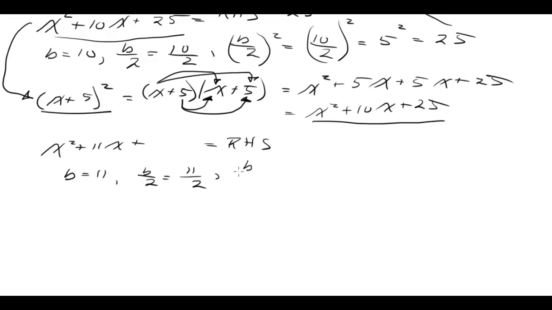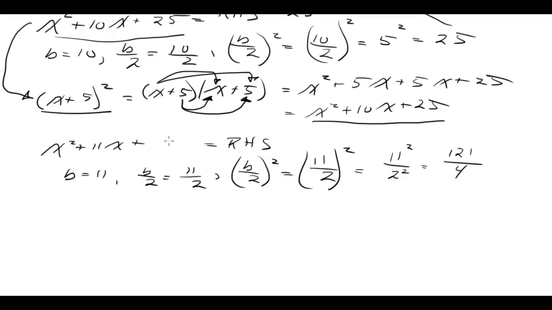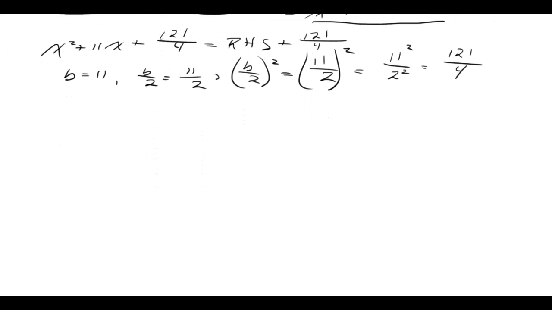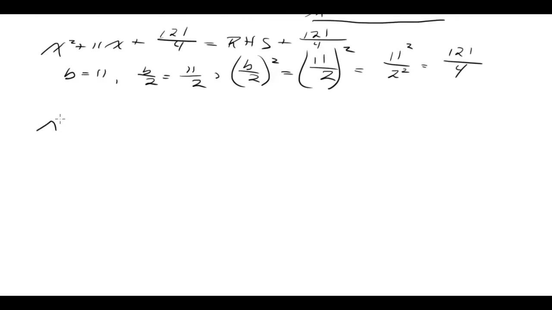So b over 2 squared is going to equal 11 over 2, the entire quantity squared. If I square a fraction, that's the same as squaring the numerator and squaring the denominator. We know that from prior experience. And 11 squared is 121, and 2 squared is 4. So we plug in 121 over 4 on the left-hand side. And of course, I have to add that to the right-hand side as well. Let's do another one. Let's do a negative number. Let's see what happens then.